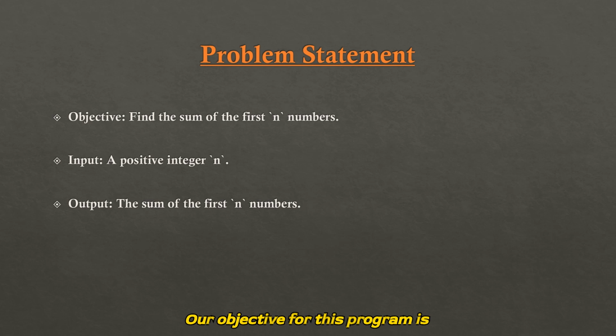Our objective for this program is straightforward. Calculate the sum of first n natural numbers. The user will input a number n and the program will return the sum of all numbers from 1 to n. The problem is simple, but it introduces essential concepts in C that you will need for more complex programs. The input is a positive integer n and the output is the sum of all integers from 1 through n. For example, if n is 5, the program should return 1 plus 2 plus 3 plus 4 plus 5, which is equal to 15. Now that we understand the problem, let's look at the step-by-step logic of the program.